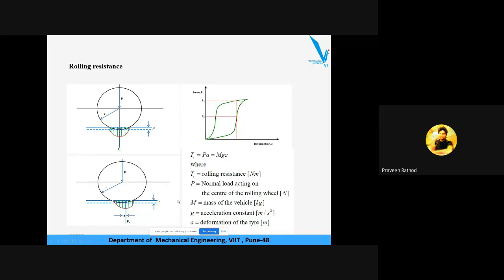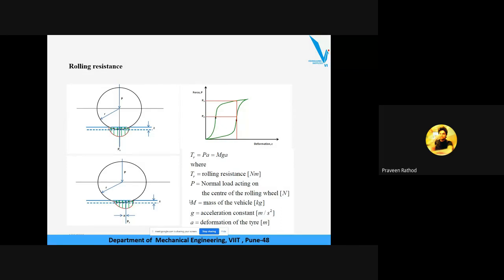Okay, what is TR over here? TR is the rolling resistance. P is the normal load acting on the center of the tire or center of the wheel. M is the mass of the vehicle in kg. G is the acceleration due to gravity. And a is the deformation of the tire. Over here you can see whatever the eccentricity e is created, it is created with the help of deformation of a tire.